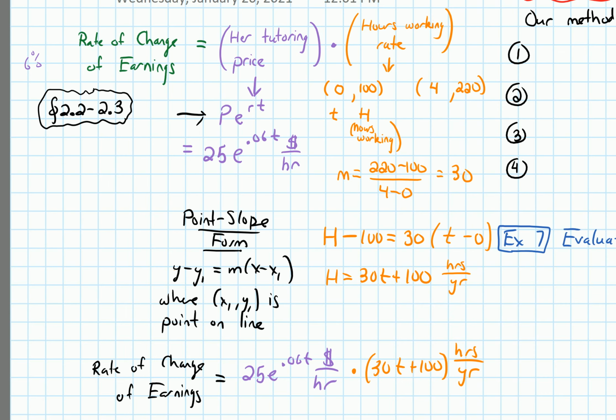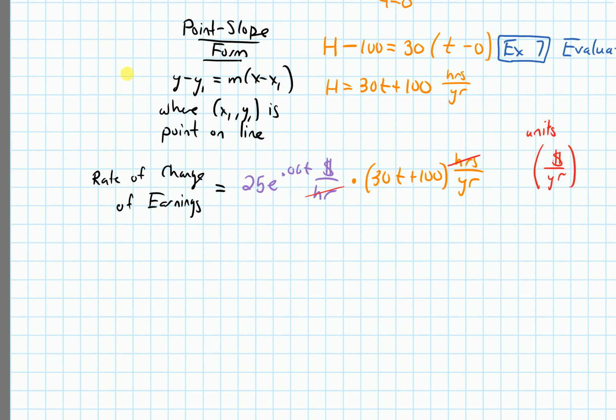And one of the ways that we know this is good is if we look at the units. The hours would cancel, and after the hours cancel, the units end up being dollars per year. And it makes sense that the rate of change of her earnings would be measured in dollars per year. So that is good. So the units look good here. Okay, so now we are ready to plug this in to our integral. All right, so let's scroll it down and let's plug in to an integral.